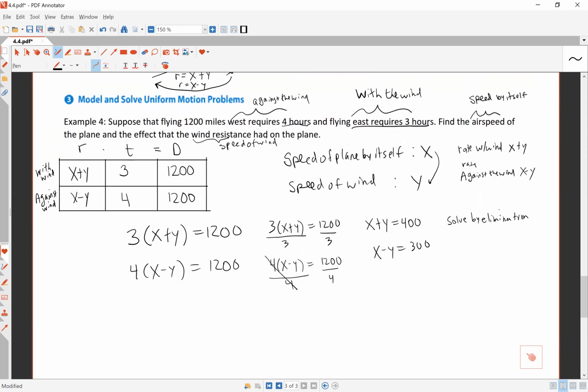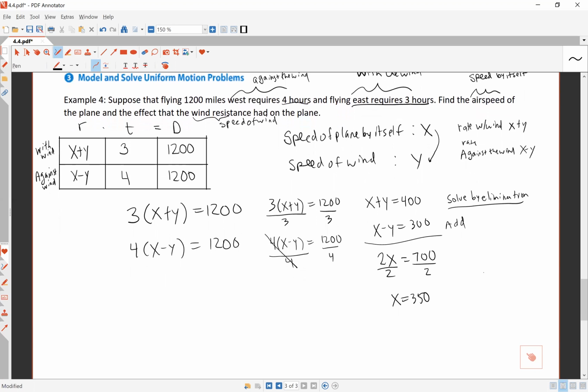The reason we did that is because now we can solve this pretty simply by elimination. We have the plus y and the minus y, so we go ahead and add our 2 equations together now because we have the opposite pairs. Adding these 2 equations together gives us x plus x, which is 2x, y plus negative y is 0, and 400 plus 300 is 700. All we have to do now is divide by 2, and we get x is equal to 350. We just found out that the plane can fly by itself 350 miles an hour.